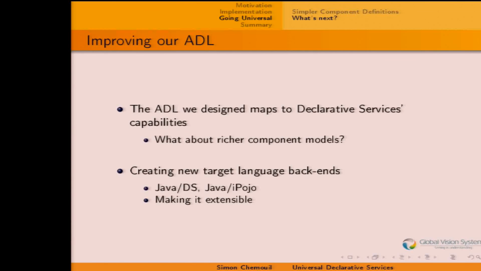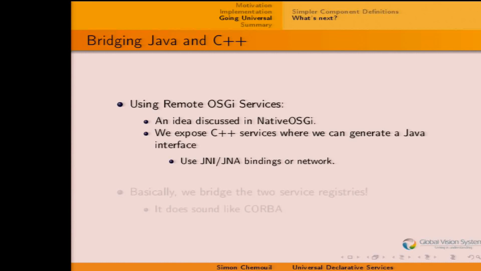So it would be nice to create new backends for this ADL to write Java for DS, Java for iPOJO, and make it extensible to, I don't know, specific Android stuff, because DS and iPOJO work on Android, but there are some limitations sometimes. So whatever the language you have, if you can express components in Groovy or whatever, or Scala. Then there is the matter of bridging Java and C++, as I said. But this is not a component problem, because we are, again, in the modular world. And the services are meant in the native OSGi project to be bridged at the service layer. So this is under, and we can use the services transparently.